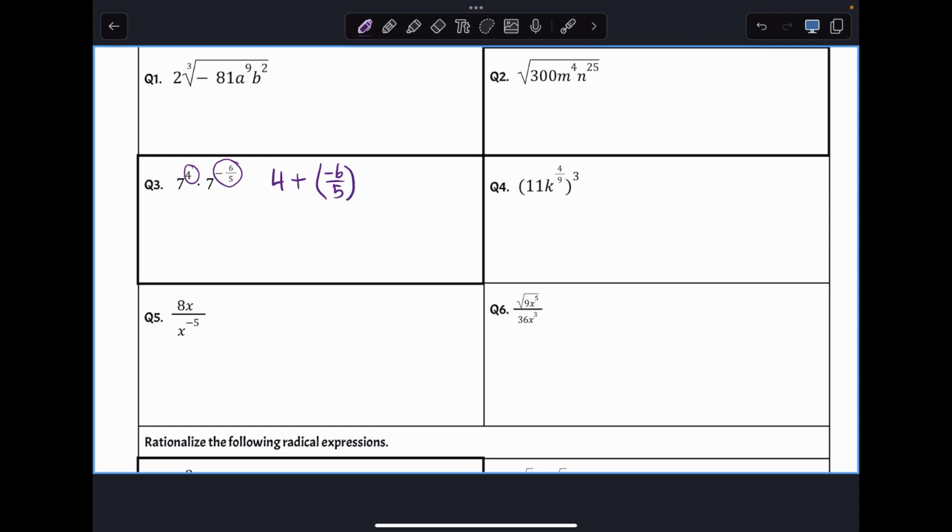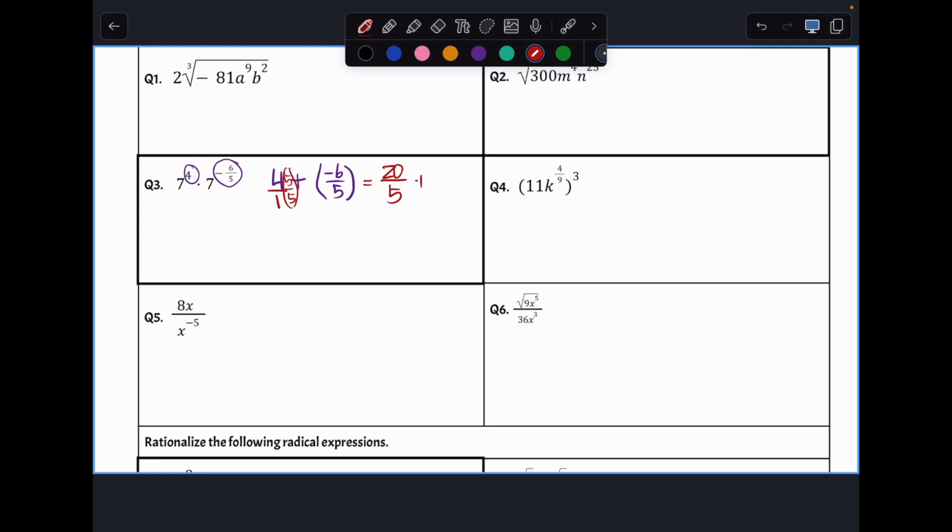Okay? To add a fraction with the whole number, I need to change the whole number to have the same denominator as the fraction. So what do I need to multiply 4 by? 5 over 5, right? 5 over 5 is what I need to multiply 4 over 1. And I should get 20 over 5 plus negative 6 over 5. So 20 minus 6 is what? I hope I didn't hear 12. I think I heard 14, right?